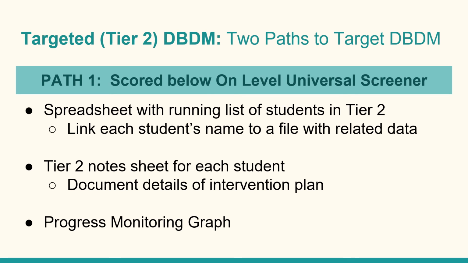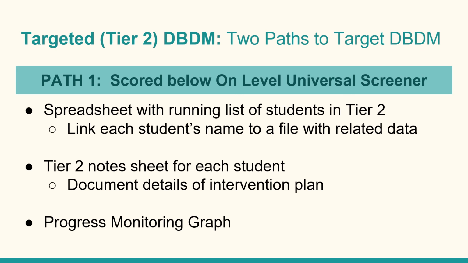We have primarily focused on students who have arrived on the targeted DBDM list because they scored below the on-level cut score on the chosen universal screener. When this is the case, the necessary related documentation might include their name listed on a master targeted DBDM spreadsheet with meeting dates listed in each column and their names linked to a folder containing their related data, such as their intervention plan and progress monitoring graphs.